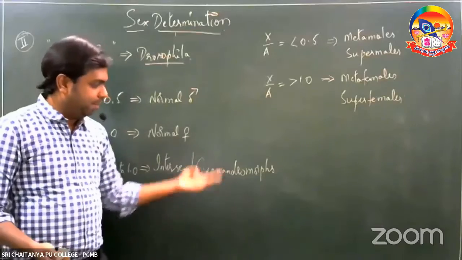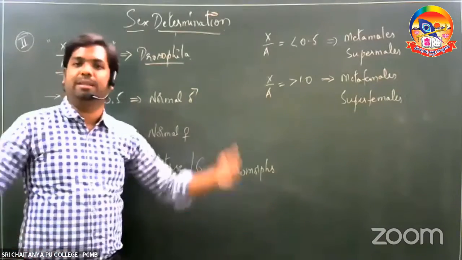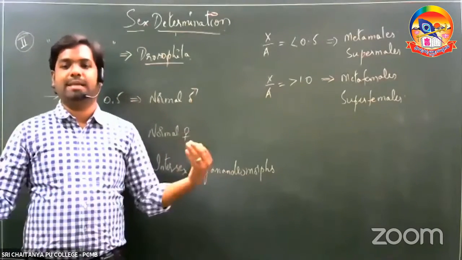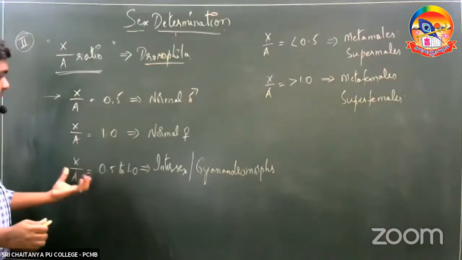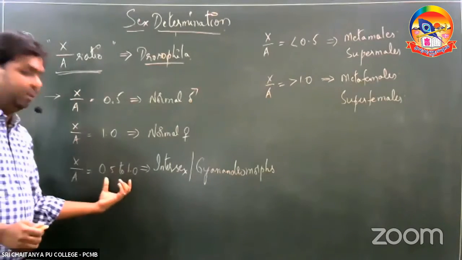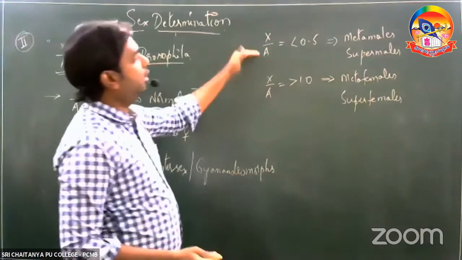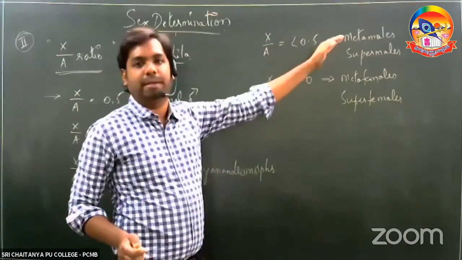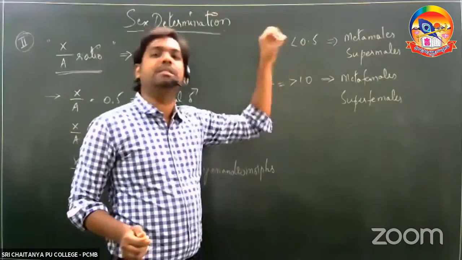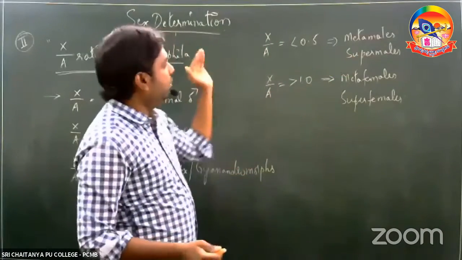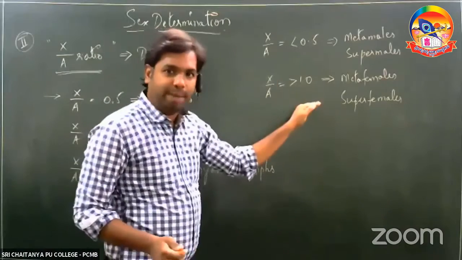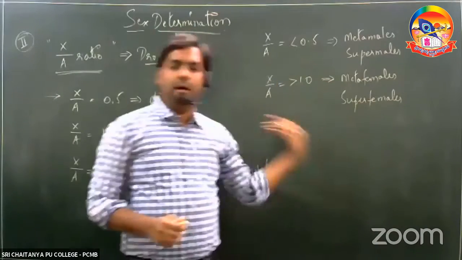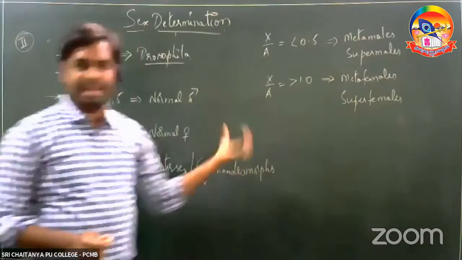Gyno, something to do with females, andro, something to do with males, and morpho is nothing but the external features. So half of the body would be like males and half of the body would be like females. That is in case of X by A ratio lying in between 0.5 and 1. If the X by A ratio is less than 0.5, such type of individuals, we call them as meta males or super males, which are again said to be sterile organisms. Whereas if the X by A ratio is more than 1, we call them as meta females or super females, which are also sterile individuals.